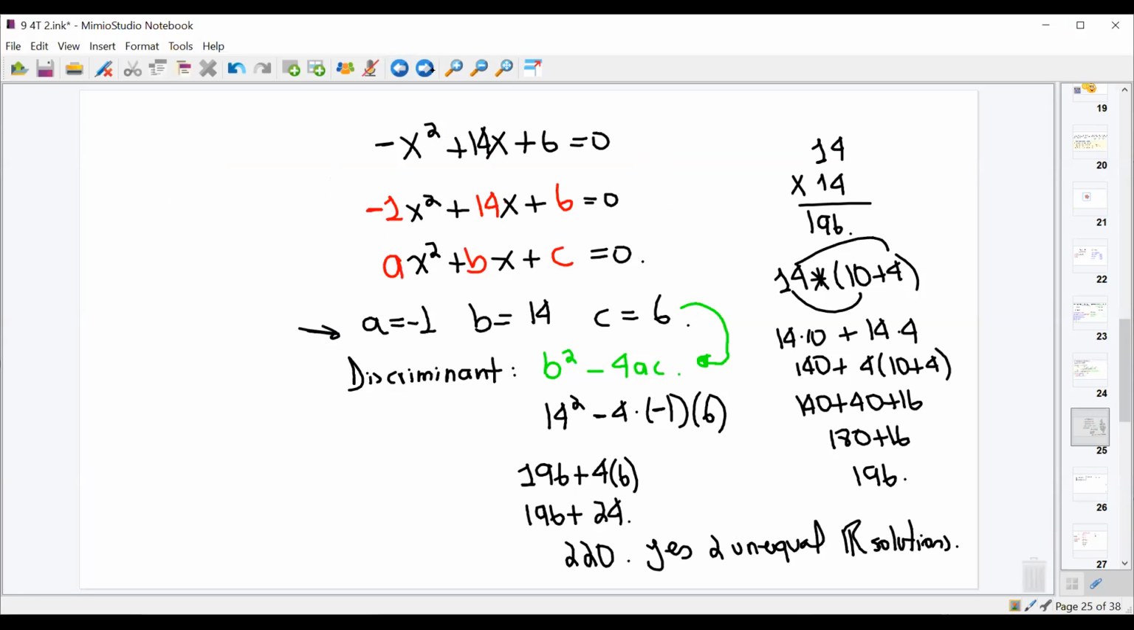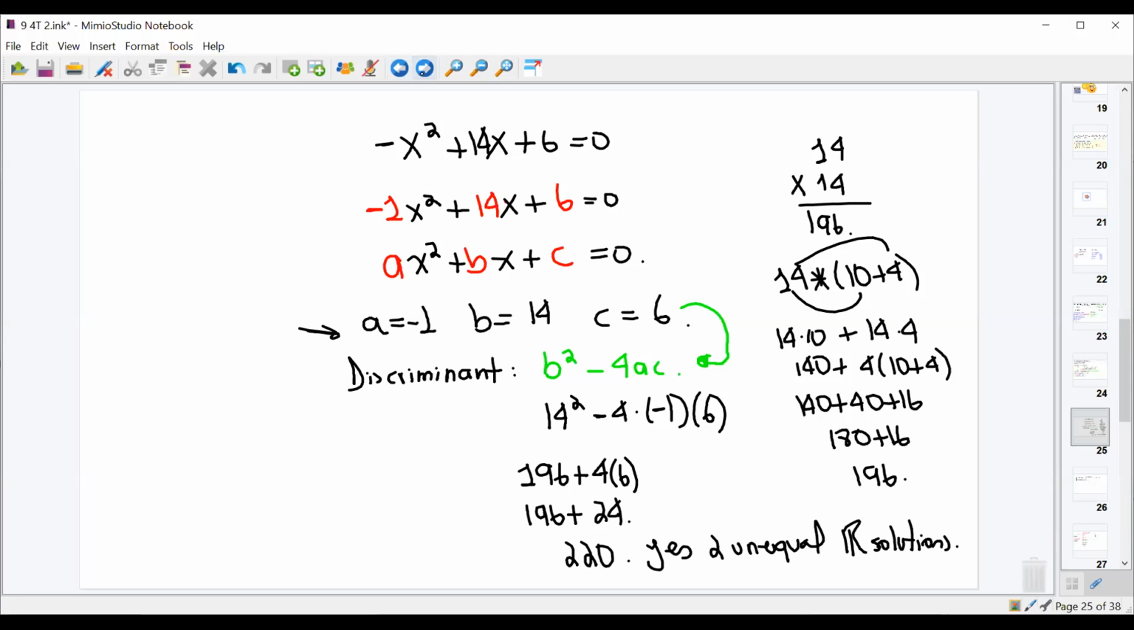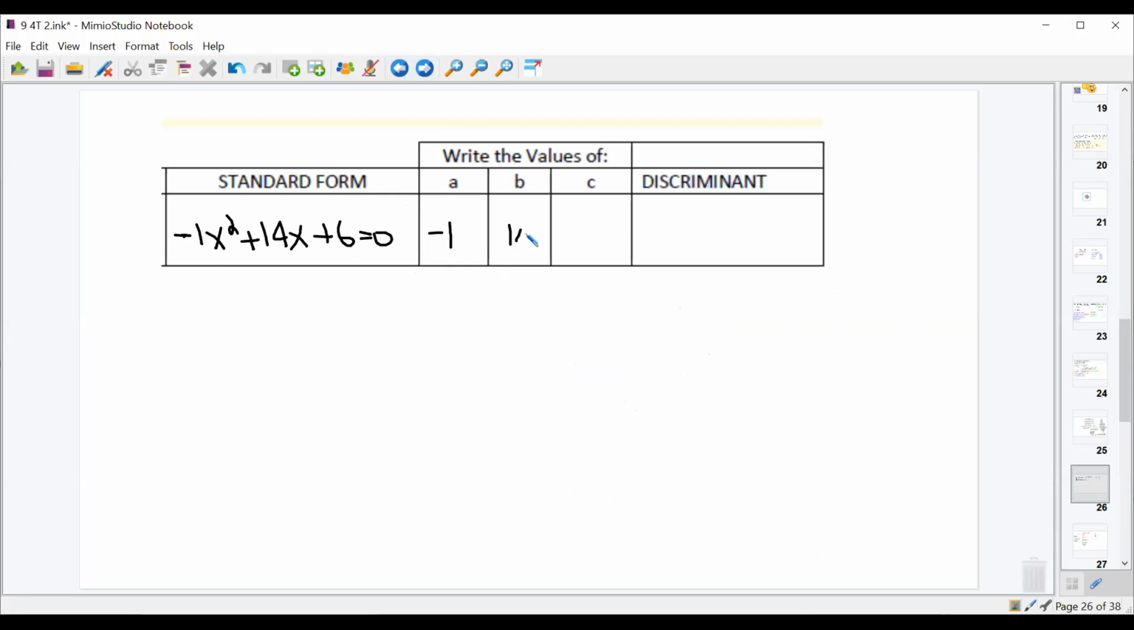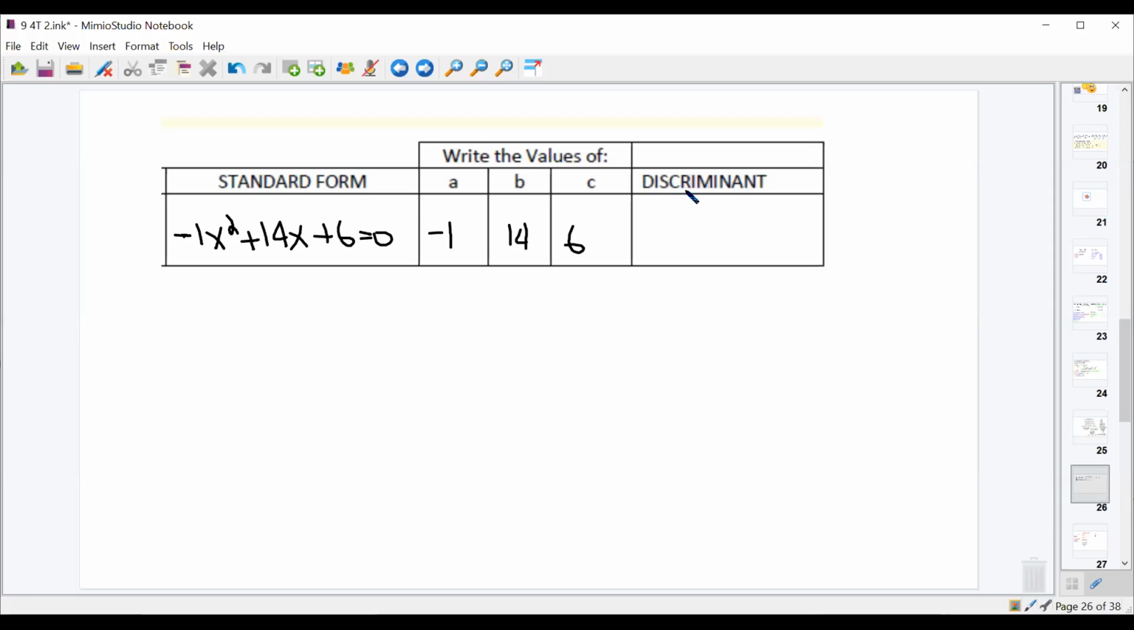I don't understand what we put in discriminant. Okay, Juanita, what was the discriminant? 220. B squared minus 4AC, right? And when you solve and you replace, you got the value 220.